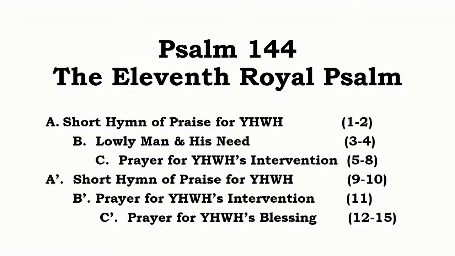Now the A prime, B prime, C prime second half is very similar to the first half. A prime, a short hymn of praise for Yahweh again. B prime is a prayer for Yahweh's intervention again. Not always in the same way, but interventions nonetheless. And C prime, a prayer for Yahweh's blessing. And that is, of course, for Yahweh's blessing on Israel and its people.